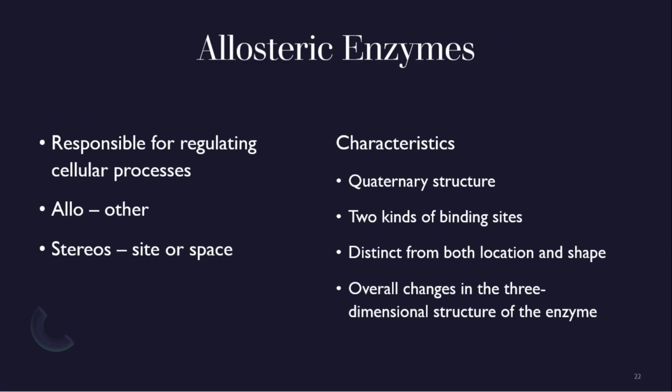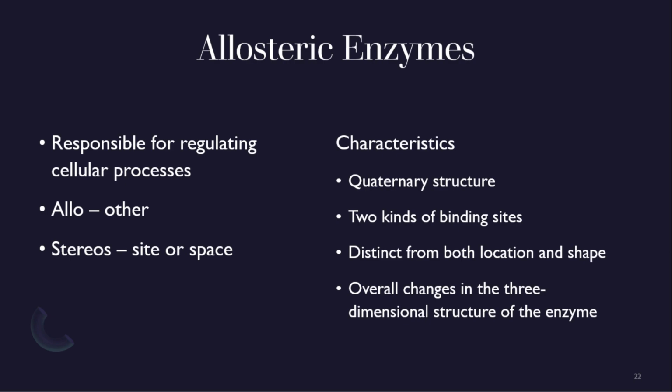First is the allosteric enzymes. The term allosteric comes from the Greek word allo, which means other, and stereos, which means site or space. Many, but not all, of the enzymes responsible for regulating cellular processes are allosteric enzymes, which have the following characteristics. Number 1. Because they are composed of two or more protein subunits, all allosteric enzymes have quaternary structure.